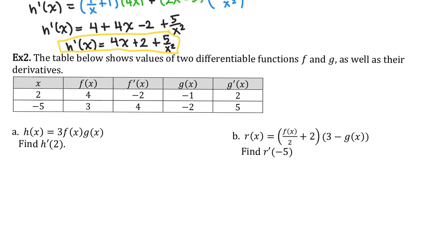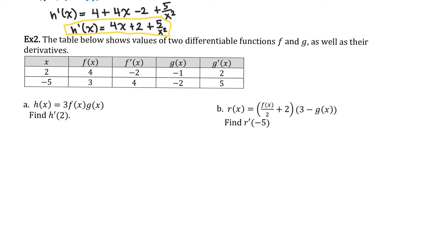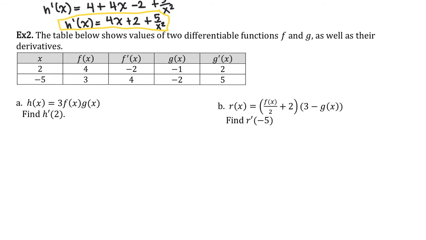Okay, let's go ahead and look at this table, and use the table and the product rule together. Here's the table. These are the x's: x is 2, x is negative 5. This is saying what f of x is. So f of 2 is 4. F of negative 5 is 3. This is telling me what f prime of 2 is: negative 2. G of 2 is negative 1. G prime of 2 is 2. Okay, how are we going to use this?